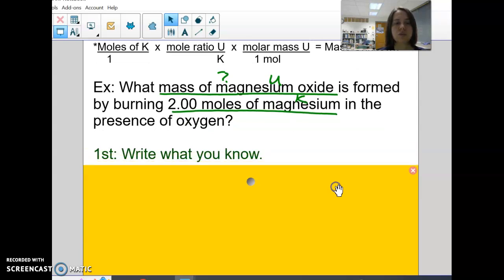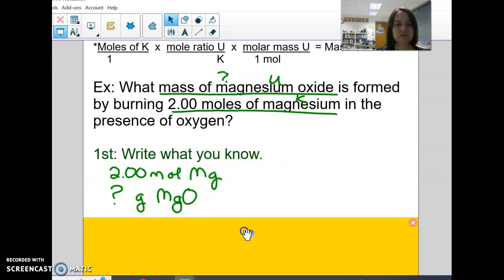First thing we always do is write down what we know. And that's easy here. We have it underlined: 2 moles of magnesium, and we're looking for the mass of magnesium oxide. And we know magnesium oxide is MgO.